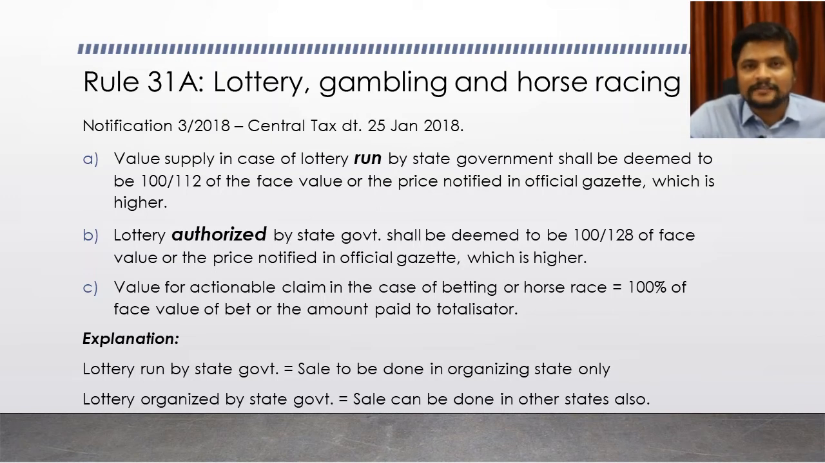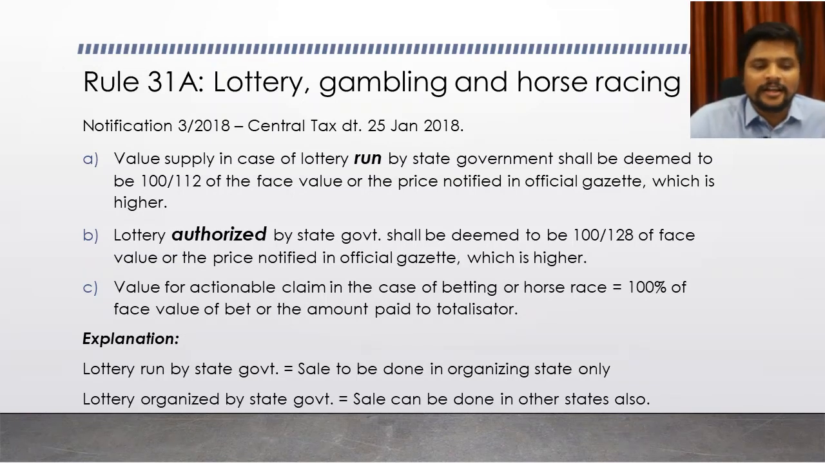If the lottery is sold by Kerala state, for example, that particular lottery will be sold only in Kerala state. You cannot purchase the lottery outside that particular state. That is called a lottery run by the state government. Now, a lottery organized by the state government or authorized by the state government: in that case, the sale of that lottery can be done outside the state as well. The organizing of that lottery will be done inside the state, but the purchase, sale or supply can even be made outside the state. So that is the difference between a lottery run by the state government and a lottery authorized by the state government. So this is Rule 31A.